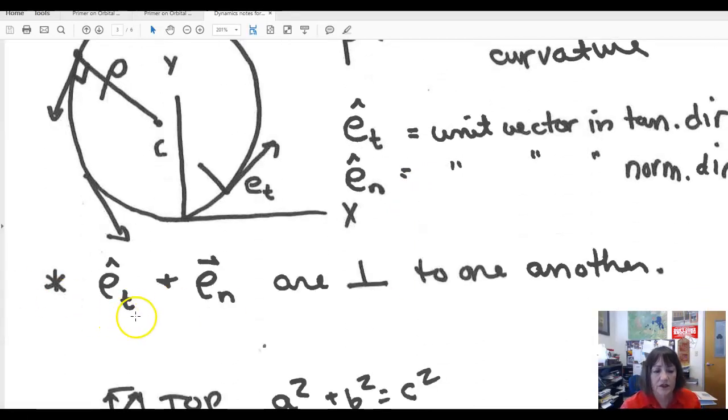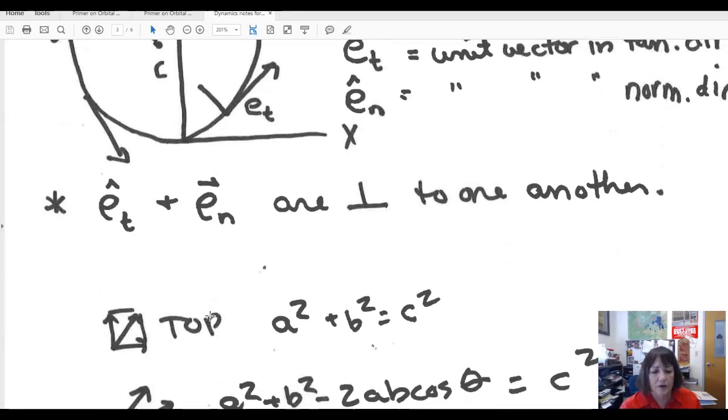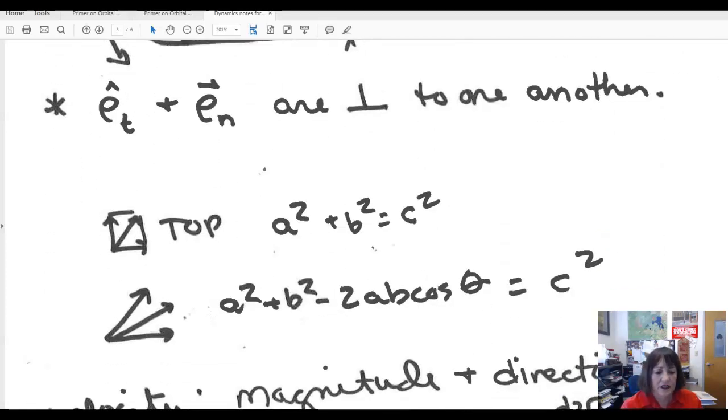So the important thing to remember is that E sub t and E sub n are perpendicular to one another, even though the location of the point changes and therefore the origin of the coordinate system changes over time. E sub t and E sub n always remain perpendicular to each other. Now this perpendicularity is really important because in two dimensions, if we have a perpendicular coordinate system and we know the components in both of those directions, we can completely describe the vector using essentially the theorem of Pythagoras, which is what TOP stands for.